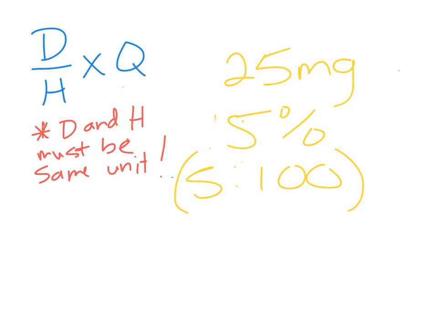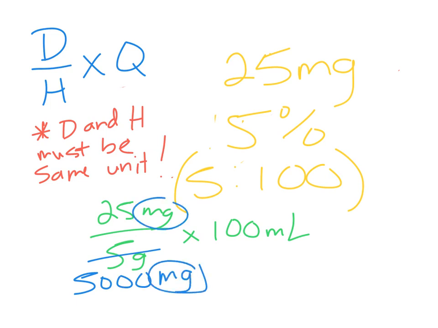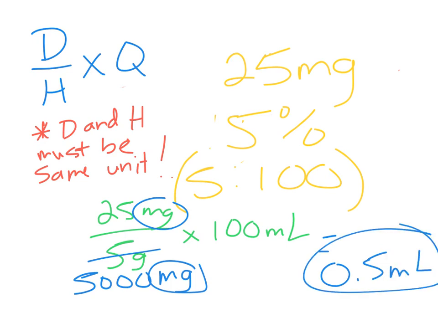So filling out DH and Q would be 25 milligrams divided by 5 grams times 100 milliliters. Making sure D and H are the same unit as usual, we're going to convert those 5 grams. That's the same thing as 5,000 milligrams, so that they'll both be in milligrams. And now I can go ahead and divide this out. I'll take 25 divided by 5,000, and multiply by 100. That gives me 0.5. So my answer here would be 0.5 milliliters. So that's our dosage calculations.